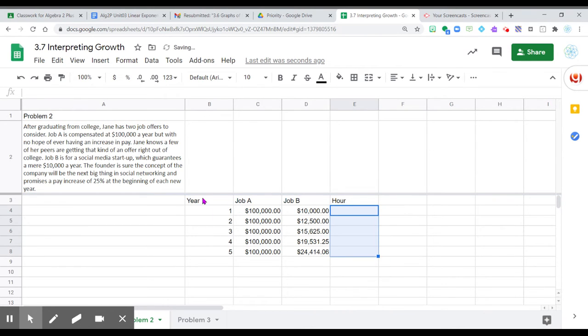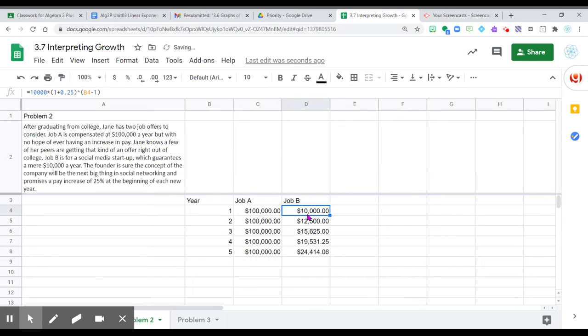So if we set up our table, we have year, job A, job B. In job A, no matter what, Jane is going to get $100,000 every single year. In job B, she's going to start out with $10,000, and then she is going to get 25% more each of the following years. There are a couple different ways we could represent that.